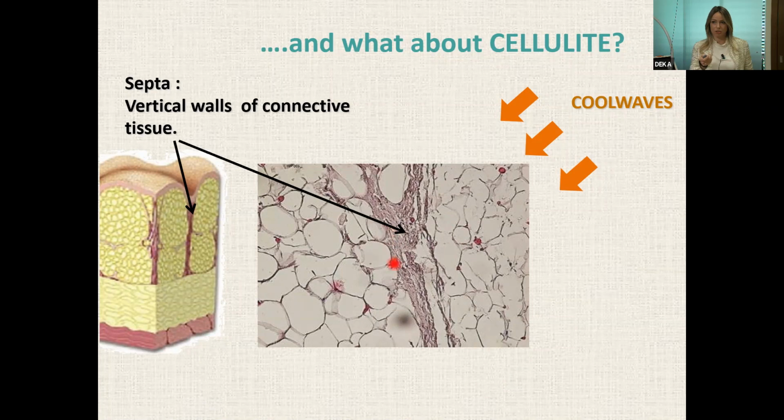You see the damage here? So it means that by using the shallow handpiece, we can break the fibrous septa. And after that, for example, after 1-2 treatments, we can follow by doing the deep handpiece, the bigger handpiece, to work on the other adipocytes.